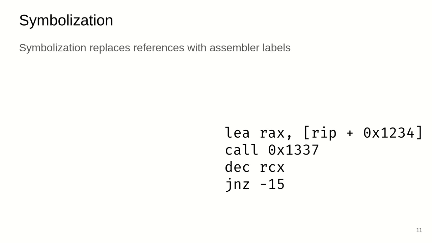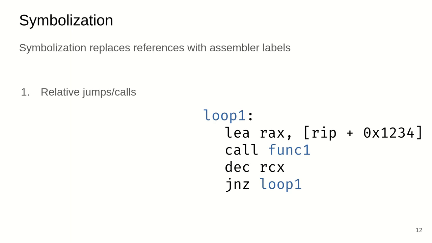So we start with the assembly code at the lower right, and symbolization replaces all the references with assembler labels. In the very first step, the first round of our analysis replaces all the relative jumps and calls. This is, for example, a jump-not-zero in this example, or the call 0x1ead. So we replace 0x1ead with a call to function 1, and jump-not-zero with a jump to loop 1, and then we insert the label loop 1.